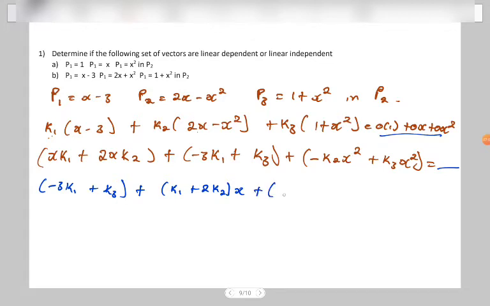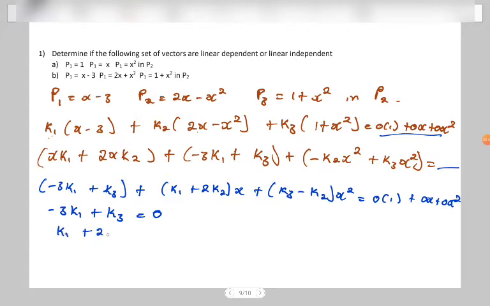So this is equal to 0 into 1 plus 0x plus 0x squared. Okay, so the corresponding coefficients correspond with these 0s as we did last time. This coefficient corresponds with this 0, and this coefficient here corresponds with this 0. So therefore you have a system of equations: minus 3 k1 plus k3 is going to be 0, and then you have k1 plus 2 k2, this is going to be 0, and you have k3 minus k2, this is going to be 0.